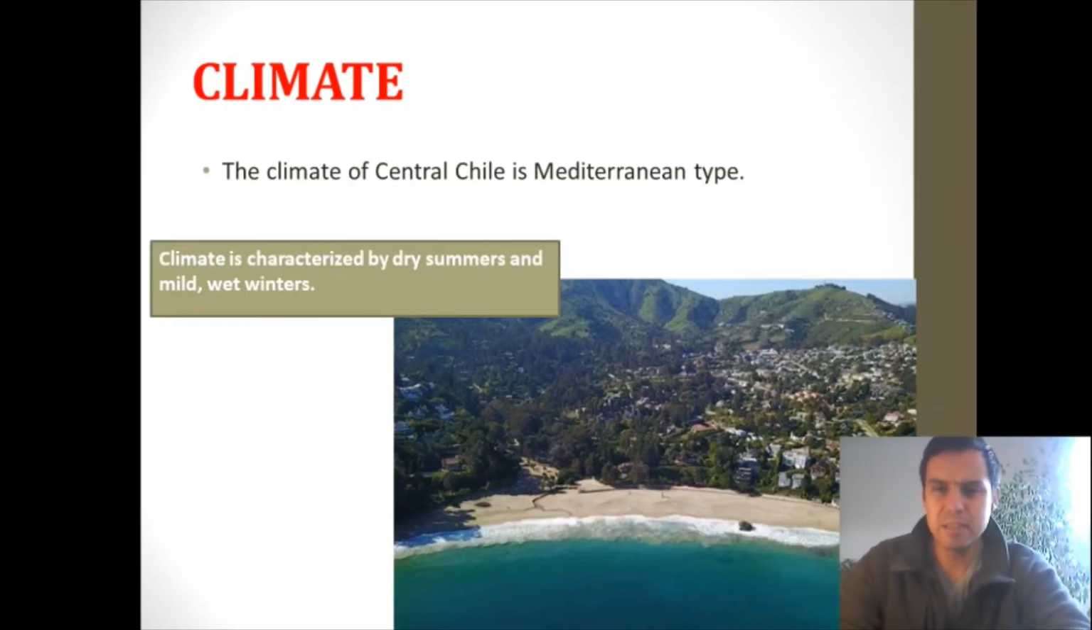Next one, the climate. The climate of central Chile is Mediterranean type. Okay, what is Mediterranean? Here in this text you see that the climate is characterized by dry summers and mild wet winters. So the summer is hot, no rain at all. So we don't have rain in summer. And winters are not so cold. They are mild, but we have some rain, okay?